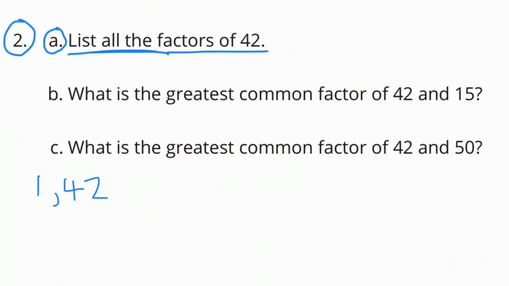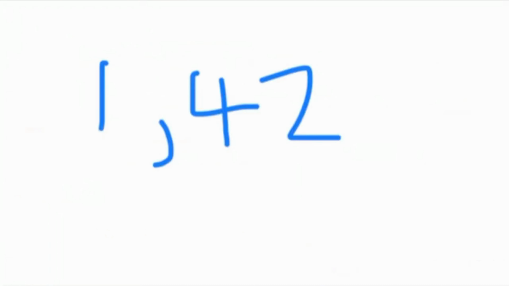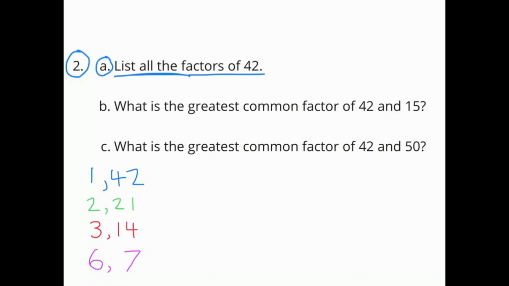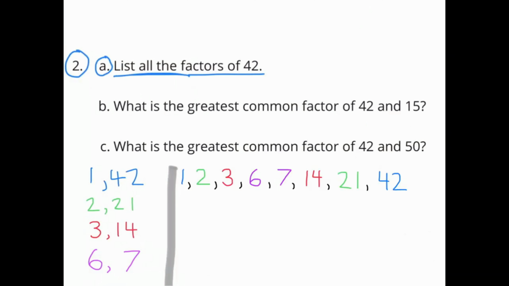Number 2. A. List all the factors of 42. 1 and 42, 2 and 21, 3 and 14, and 6 and 7. All the factors of 42 are 1, 2, 3, 6, 7, 14, 21, and 42.